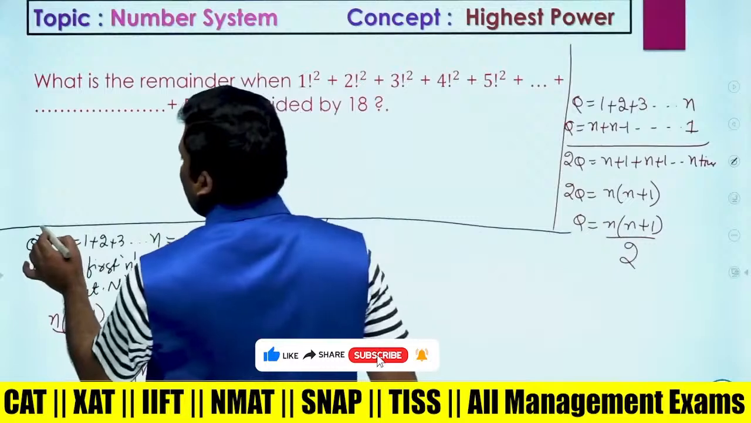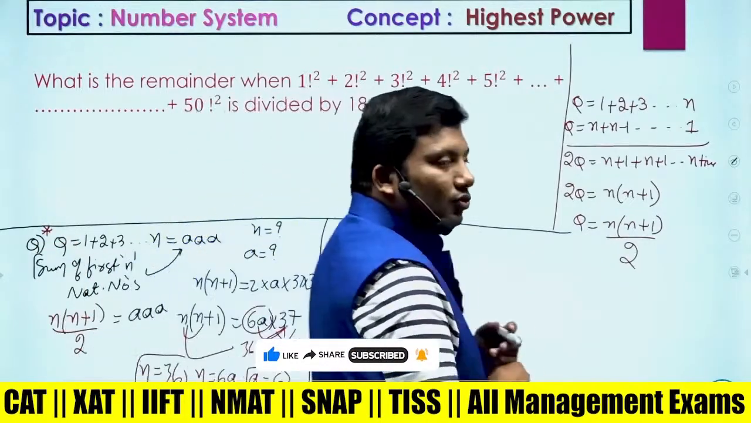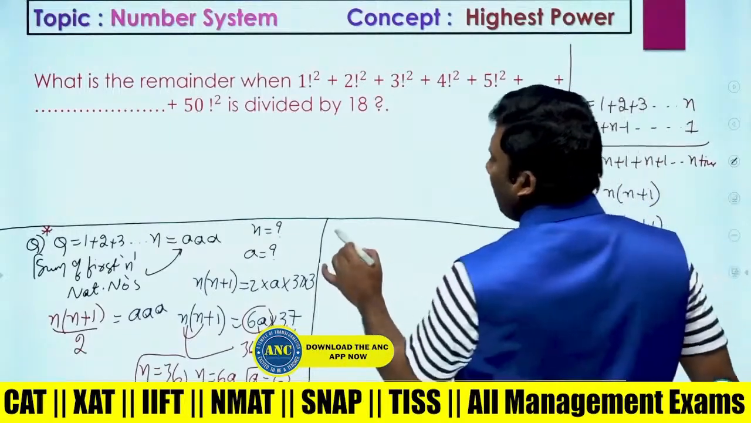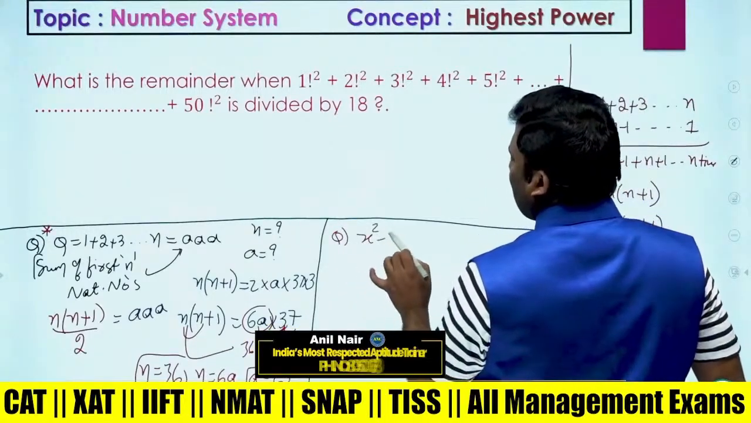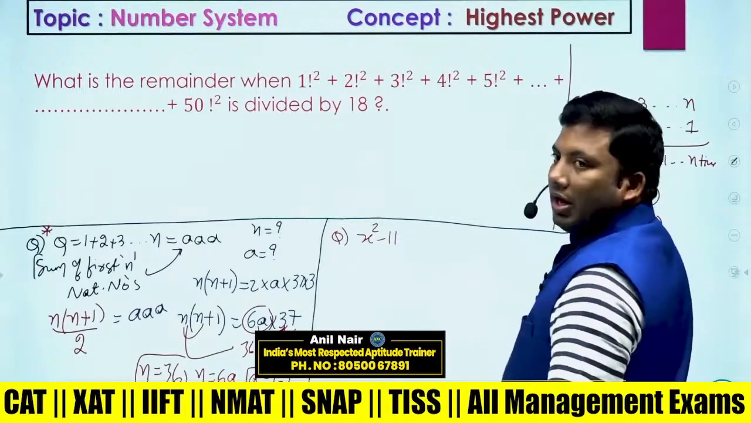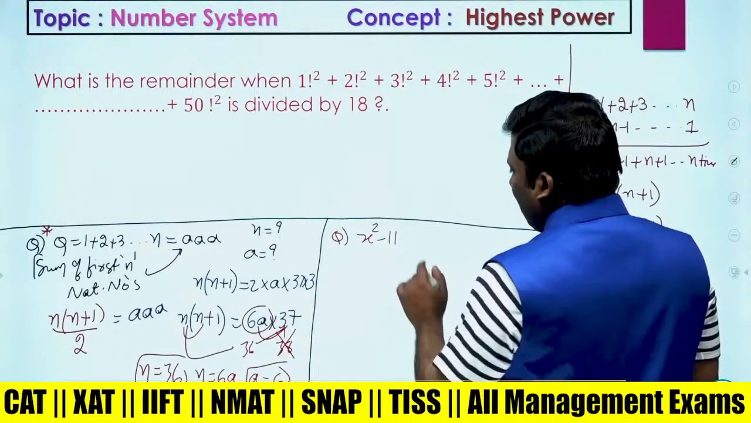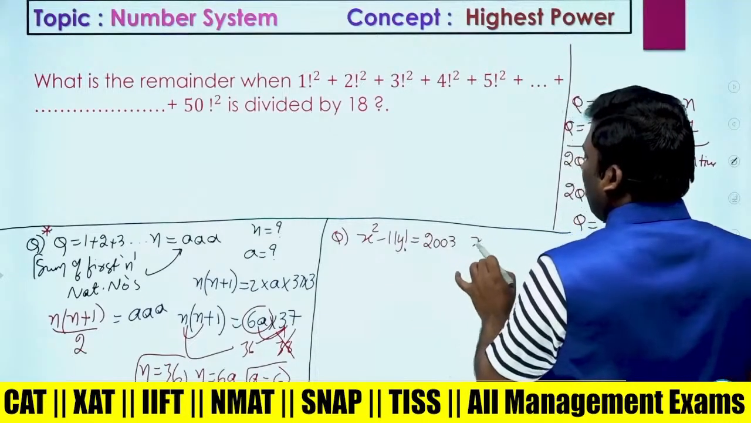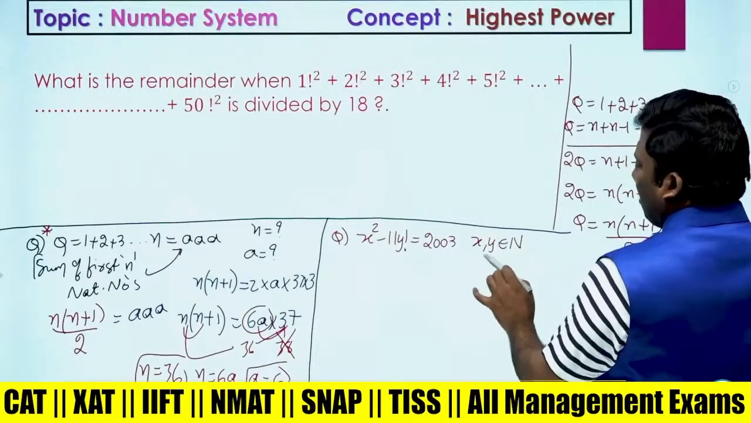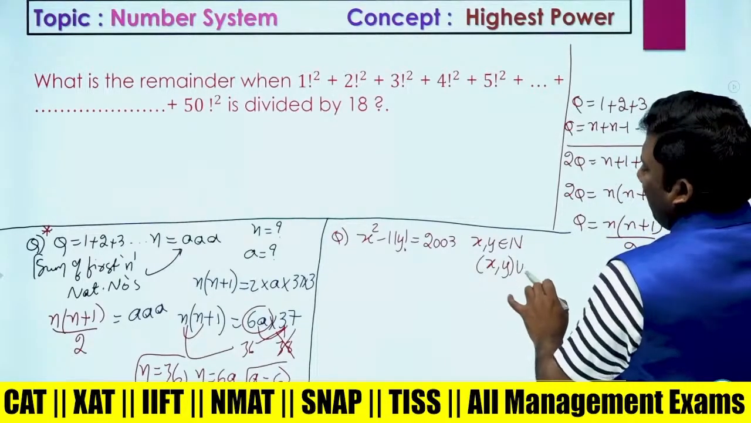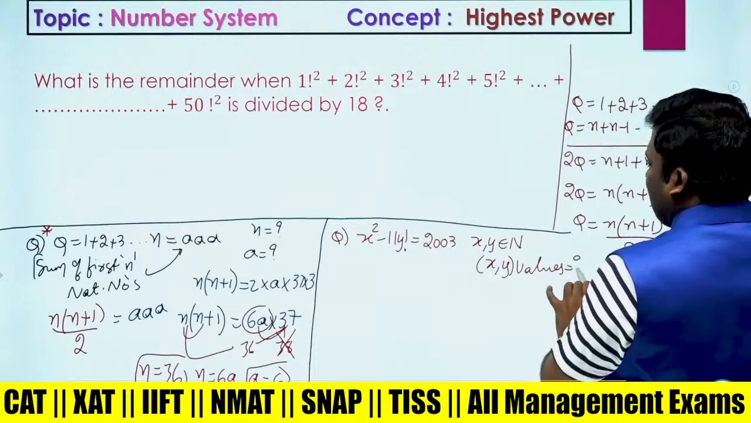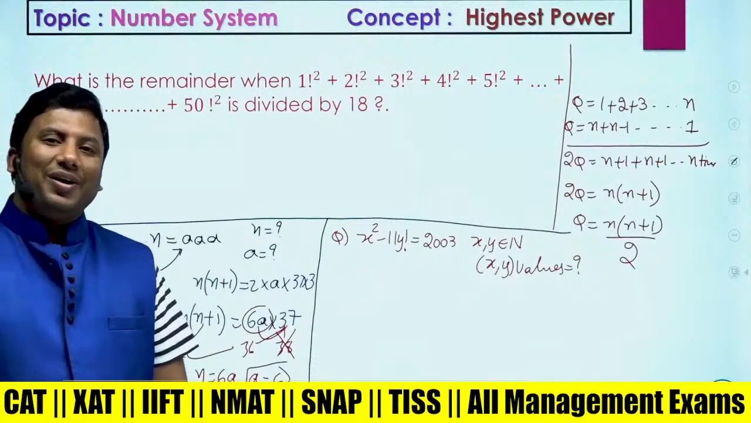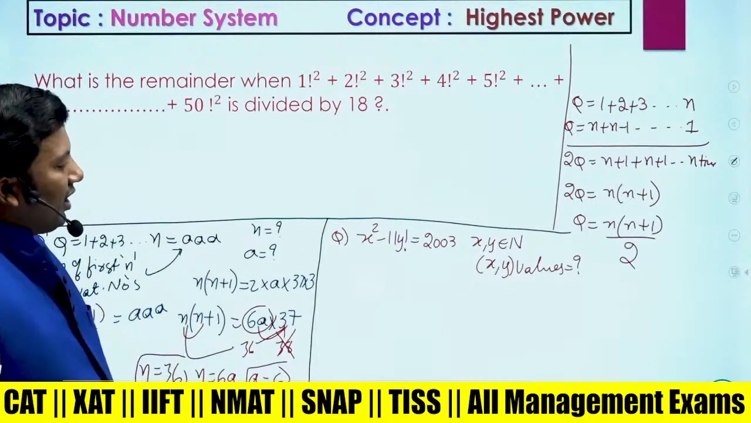Another CAT replica question. Please put a star mark. I hope the idea is clear, right? Next, another question. This is a CAT level question. X square minus 11y factorial equivalent to 2003. X and y are natural numbers. How many values will x and y take such that this equation is satisfied?